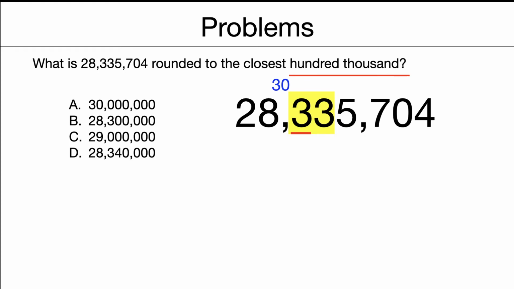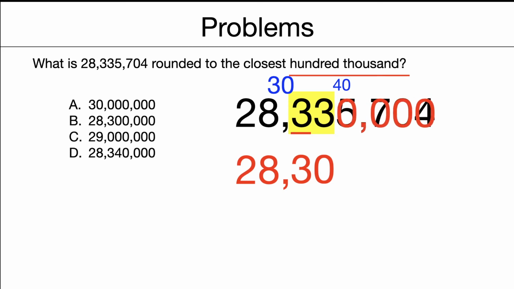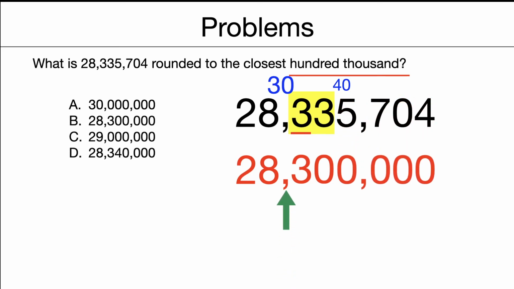33 is in between 30 and 40, but it's closer to the 30. Okay, and now rules for left and right. And so our answer is going to be, don't forget your commas, 28,300,000. So that would be answer B.